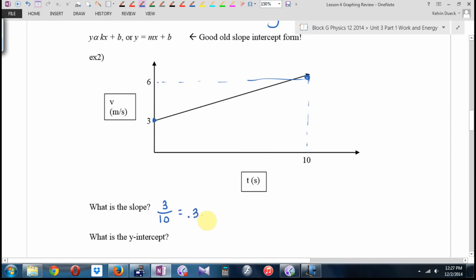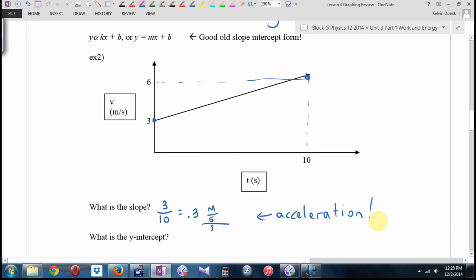What does the slope mean? Well, what's on the y-axis as units? What's on the x-axis as units? Hey, what's meters per second per second? Meters per second squared, which is what? Oh, you know what? That's the acceleration.